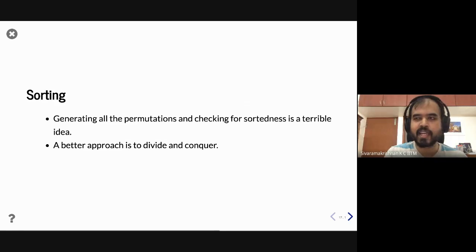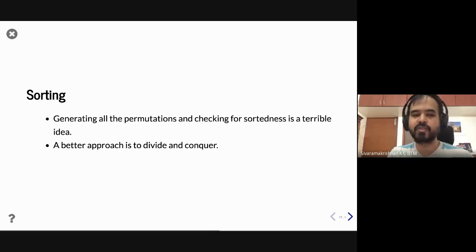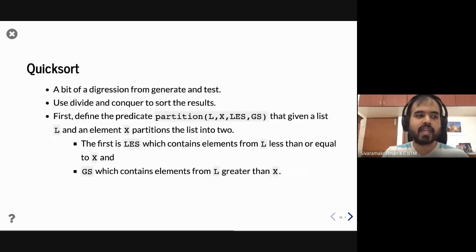It's a terrible idea, right? We know we have better ideas for sorting. A better approach would be to divide and conquer. And you want n log n running time, don't you? So divide and conquer gives us the n log n running time. And just to make sure that you don't get the wrong idea that sorting is a terrible procedure in Prolog, I'm giving you quicksort. This is a bit of a digression from generate and test. So this is just an illustration of how you can do efficient algorithms, right, in Prolog.